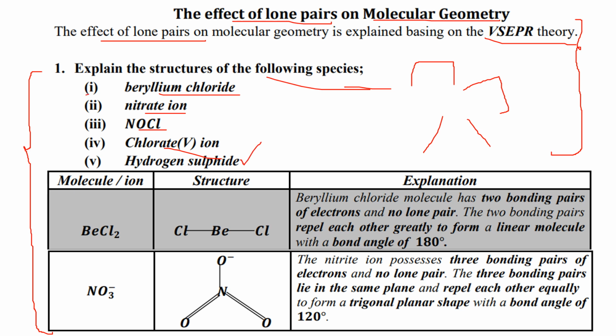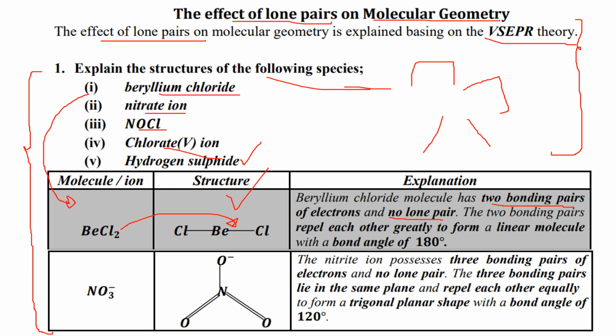So the first molecule is going to be beryllium chloride. Now drawing the structure according to the previous video, the structure of beryllium chloride is going to be in this form. And we are going to explain why this structure exists in this format. So the explanation is that the beryllium chloride molecule has two bonding pairs of electrons and it has no lone pairs of electrons.